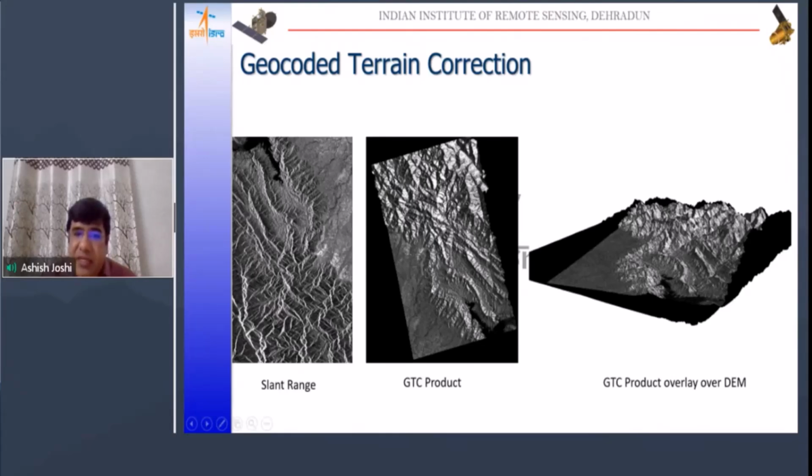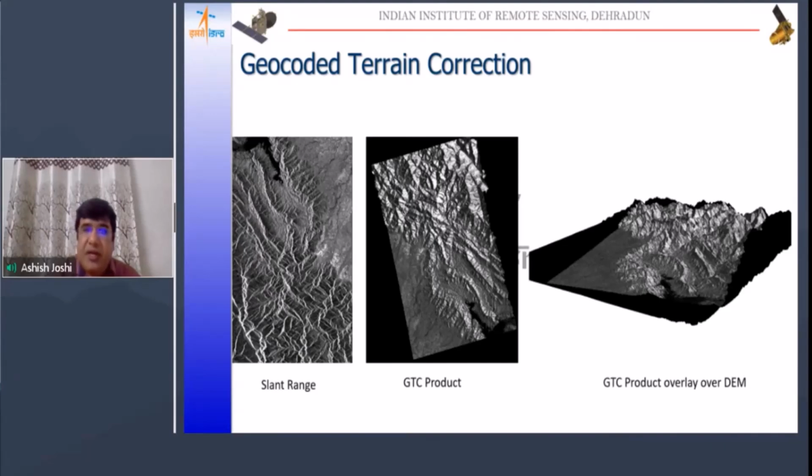Okay, so you can see the correction of the layover and shadow. This is the stretching of these white values you can see. So this is the terrain corrected product. If we drag this image onto the DEM, this is the 3D view of the image. Okay, so this is the GTC product laid over the DEM.